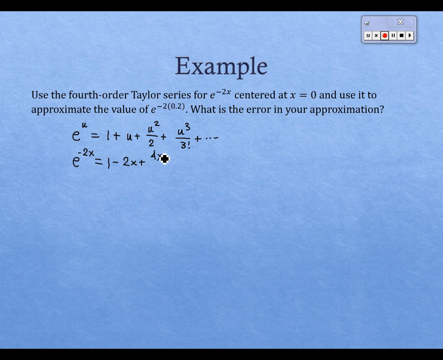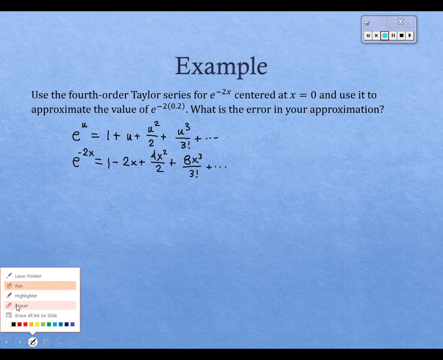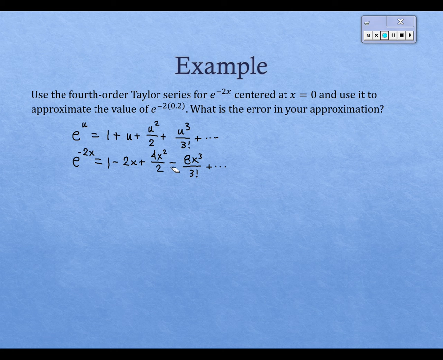Plus 4x squared over 2. I don't know how much I want to simplify yet here. Minus 8x cubed over 3 factorial. All of these can be reduced, but okay. So you're just plugging in negative 2x everywhere you see a u in the top line. Okay, so that's not meant to be the interesting part here.